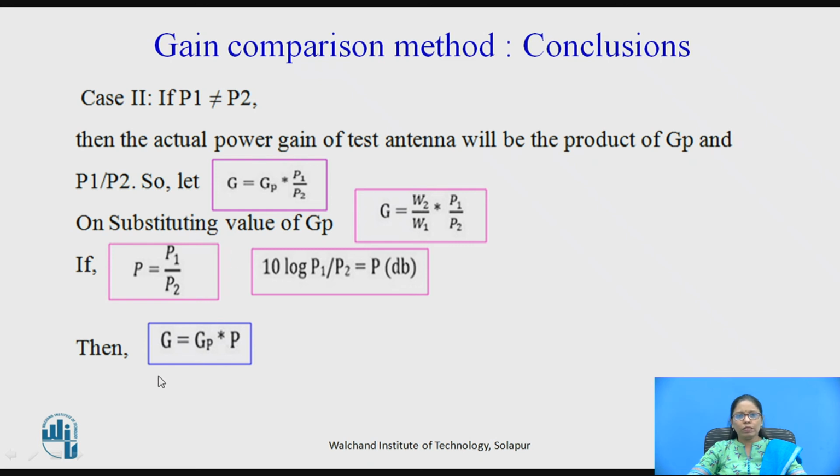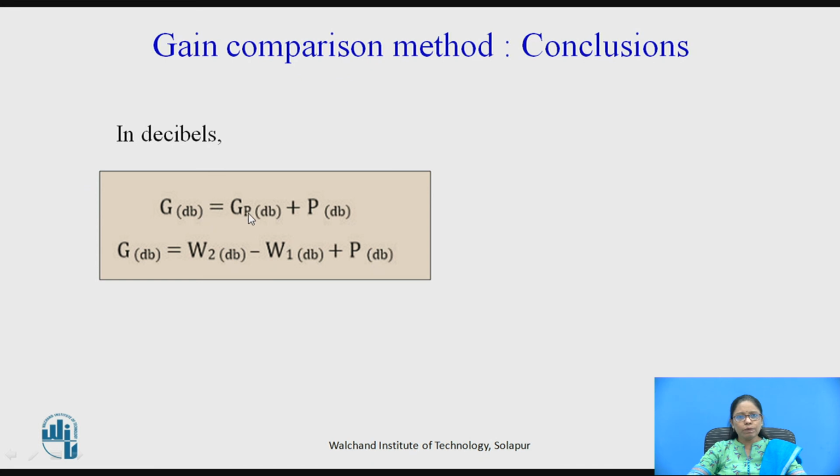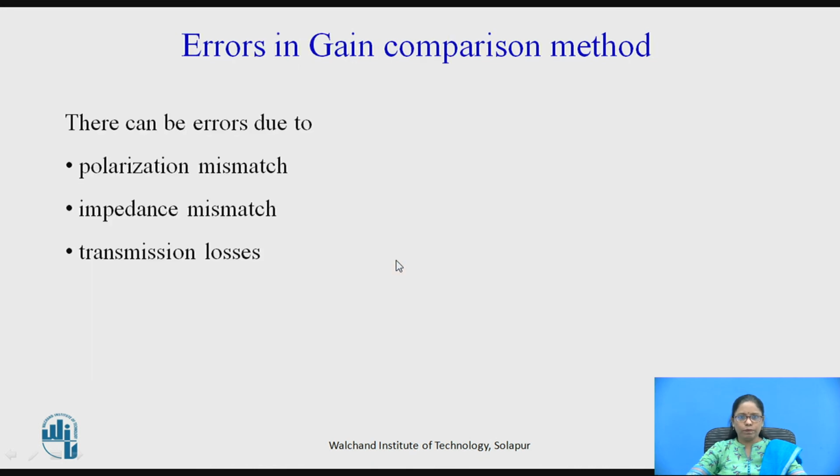So I can say that the gain is given as GP into P. GP is the ratio of the radiation intensity, which is W2 by W1, and P is the power ratio, P1 by P2. In decibels, I can say GP dB plus P dB, or if I put GP as W2 by W1, in decibels it becomes a subtraction. So it is W2 dB minus W1 dB plus the power ratio in decibels.